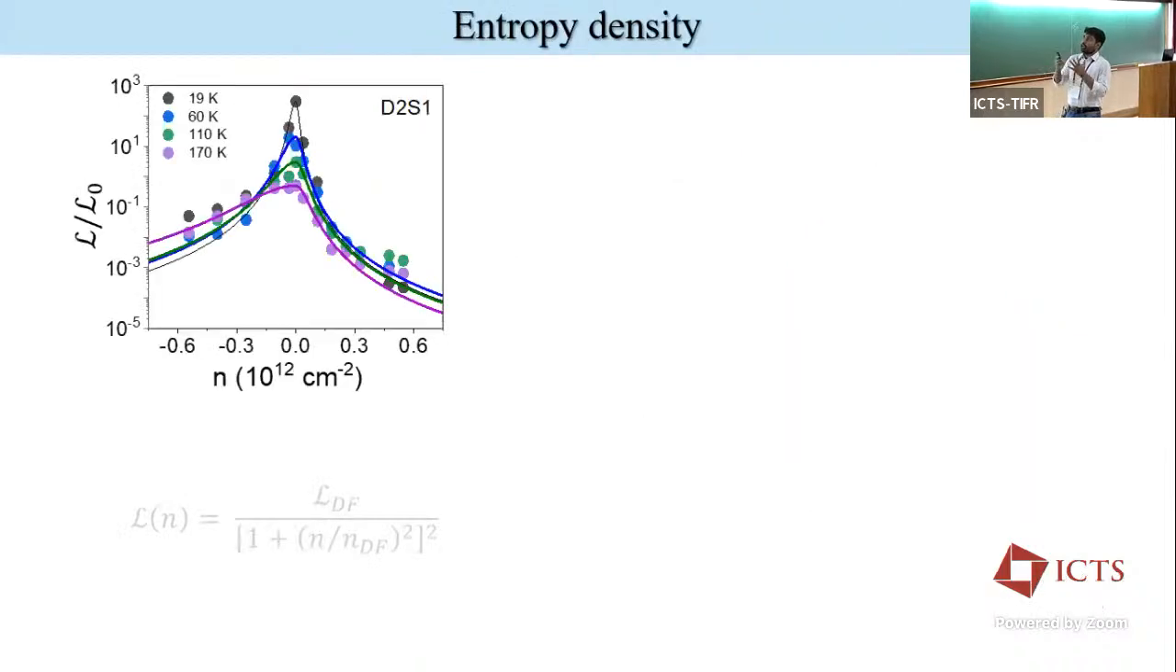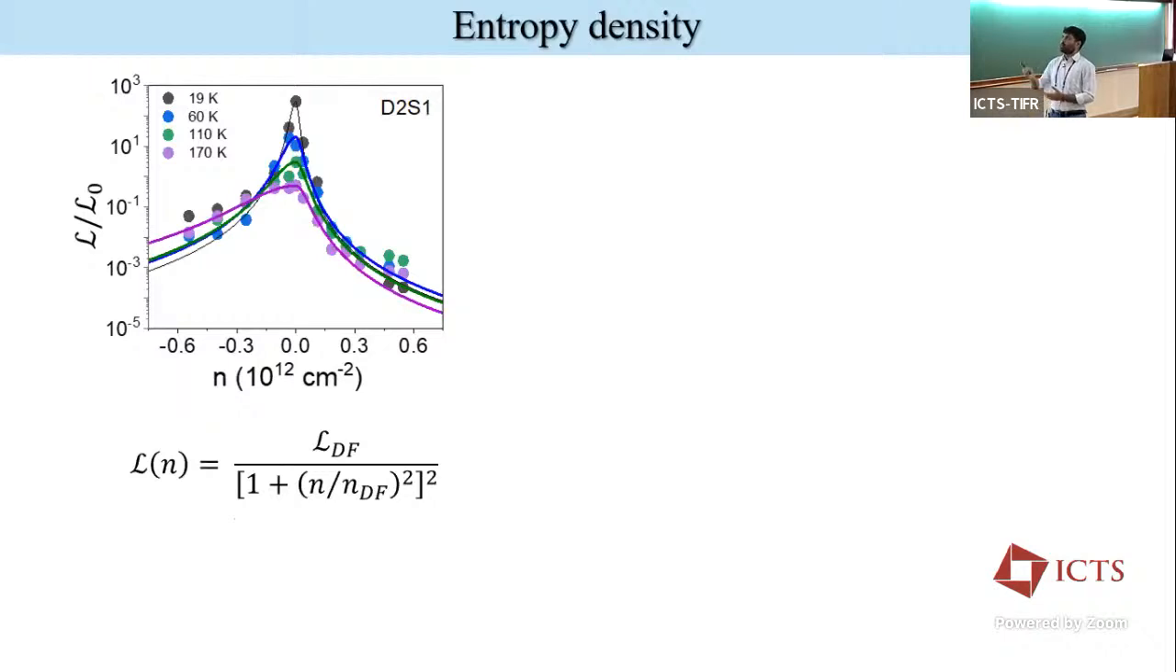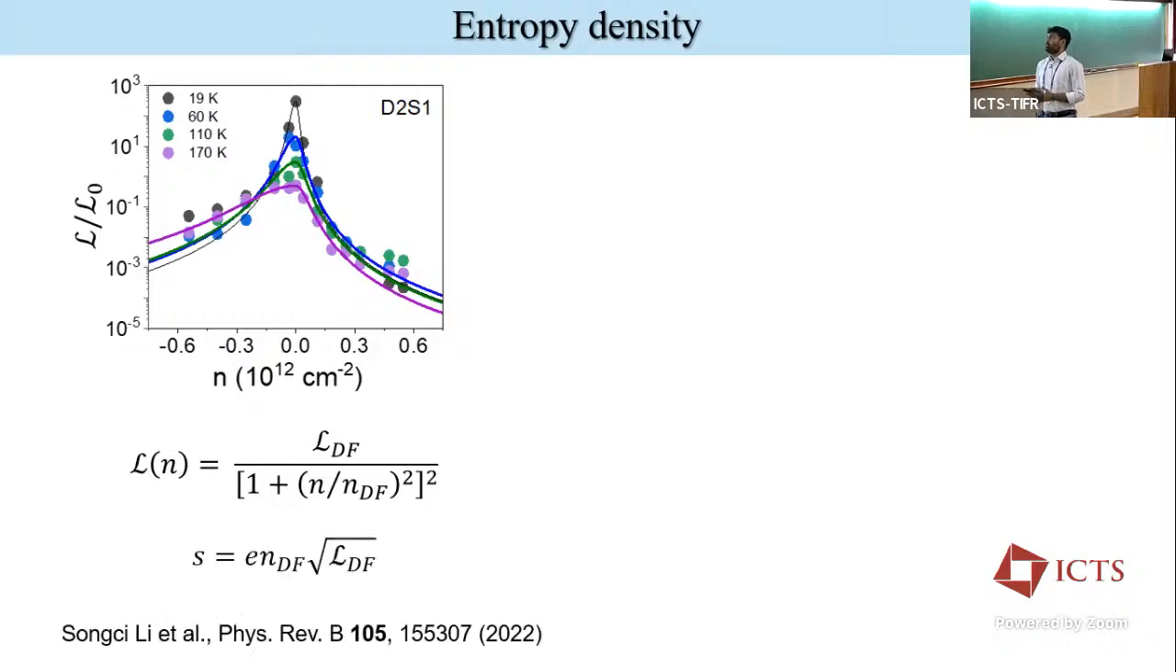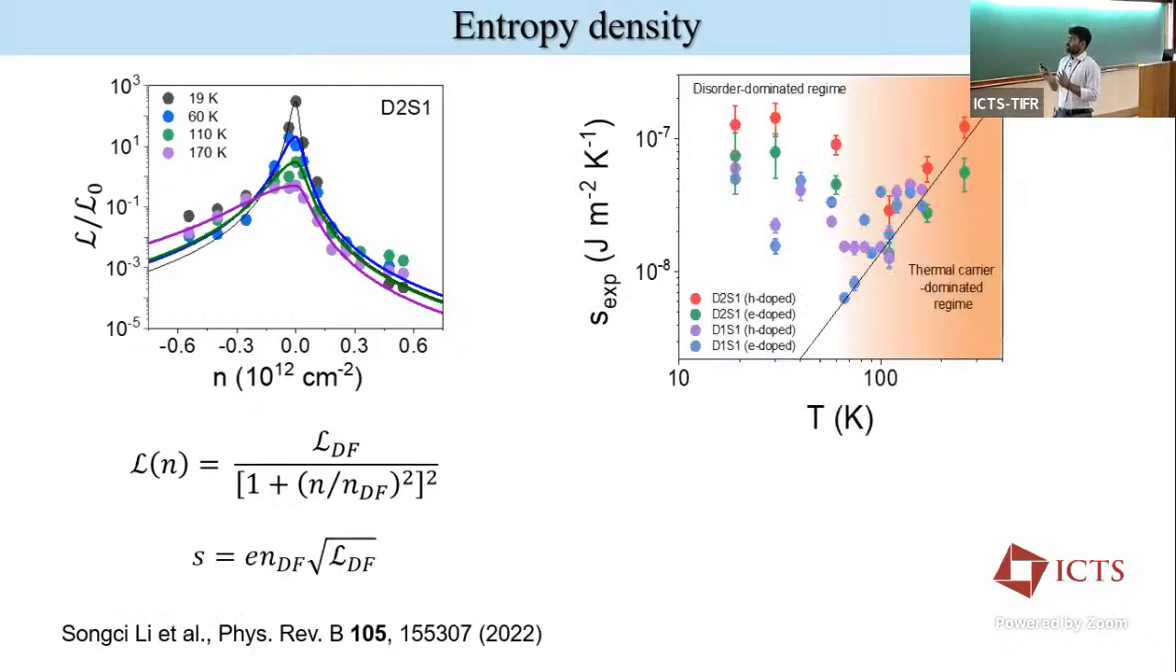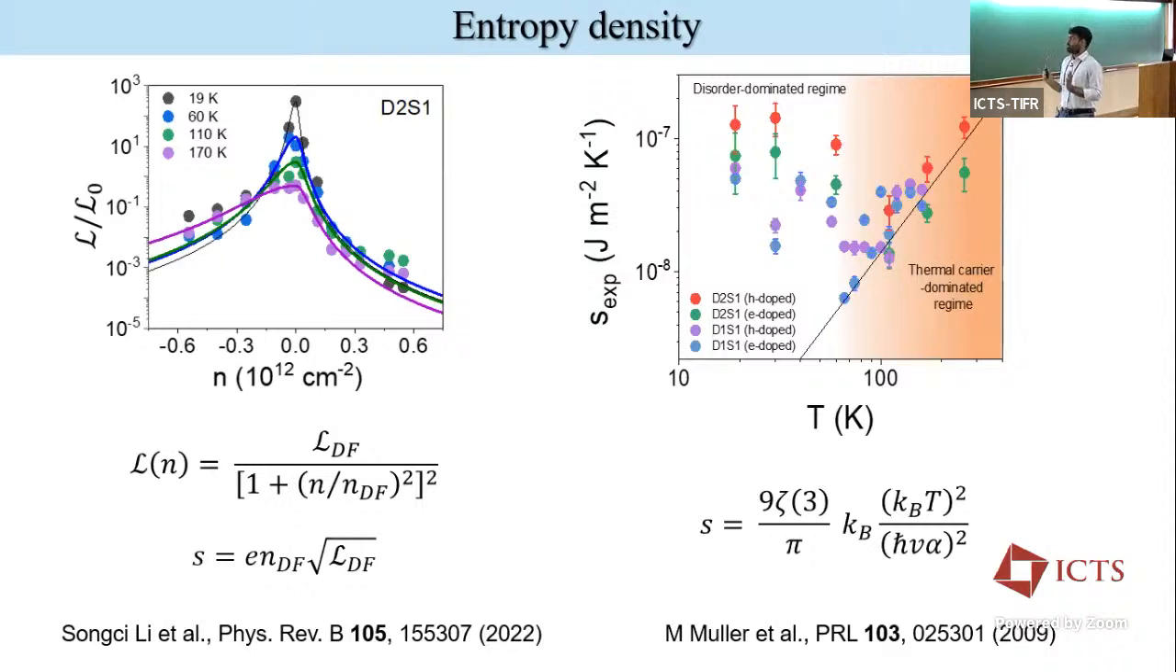We see that at all temperatures that we have probed, roughly from 19 Kelvin to 260 Kelvin, the data matches pretty well with this model. And we have been able to calculate the entropy as well from this formula. And fortunately, we see that the entropy in the thermal carrier regime, which is roughly from 80 Kelvin to 300 Kelvin, actually matches this T-squared dependence.